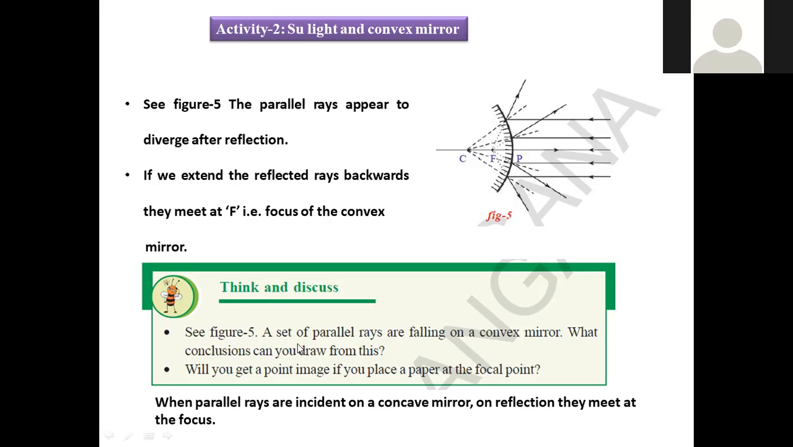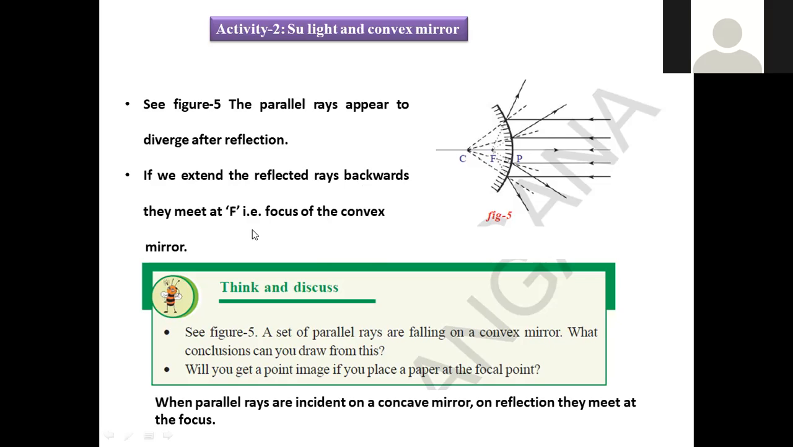Now there is a question for higher order thinking. See the figure: a set of parallel lines falling on the convex mirror. What conclusion can you draw from that? Will you get a point image if you place a paper at the focal point? When parallel rays are incident on the concave mirror, after reflection they meet at the focus. So different parallel lines were drawn, and all these parallel lines meet at the point called the focus point. And do you get a point image if you place a paper at the focus point? Yes, we will get it, but the smallest, diminished size of the image will be obtained, right?